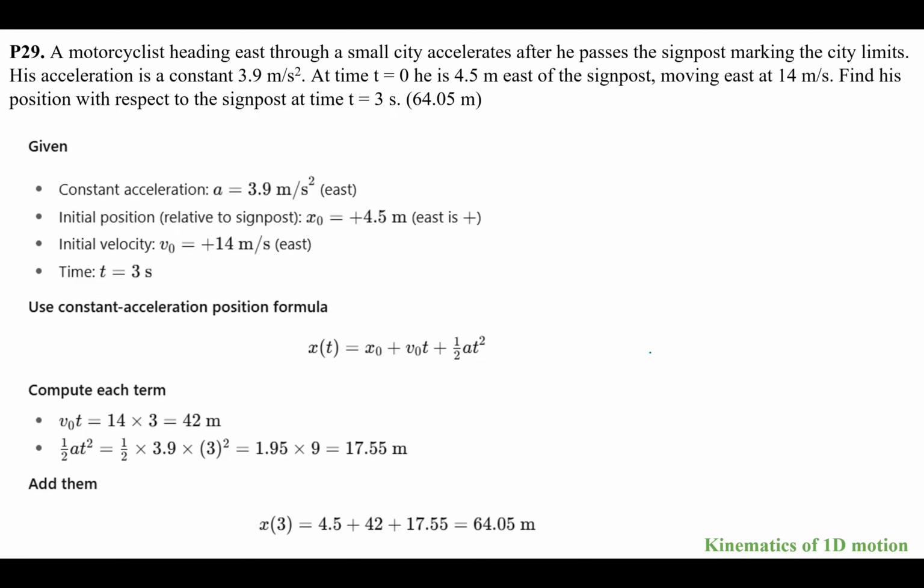A motorcyclist heading east through a small city accelerates after he passes the signpost marking the city limits. His acceleration is constant. At time t equals 0, he is 4.5 meters east of the signpost, moving east at 40 meter per second. Find his position with respect to the signpost at t equal to 3 seconds. So in this case, we need to summarize what the initial conditions are.